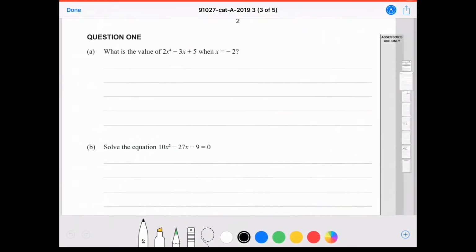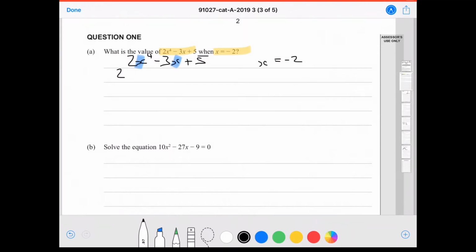Okay, question 1. What is the value of 2x to the power of 4 minus 3x plus 5 when x equals negative 2? Okay, so this is a pretty straightforward substitution question to get us kicked off. Let's first write out our equation, 2x to the power of 4 minus 3x plus 5, and it says x equals negative 2. So all we're going to do here is, wherever we see x, we're going to substitute in negative 2. So here and here.